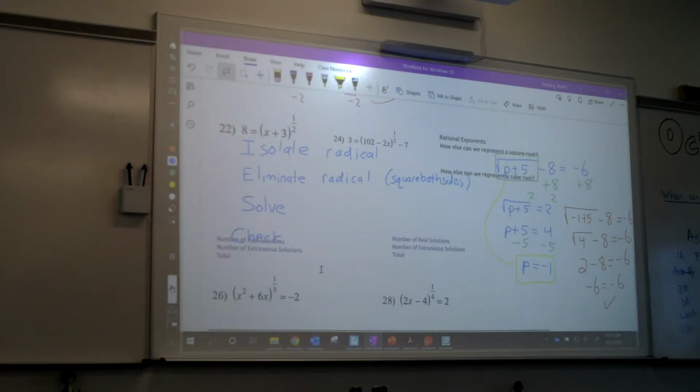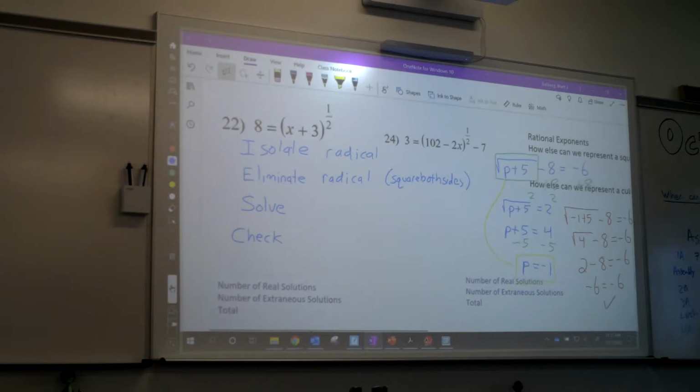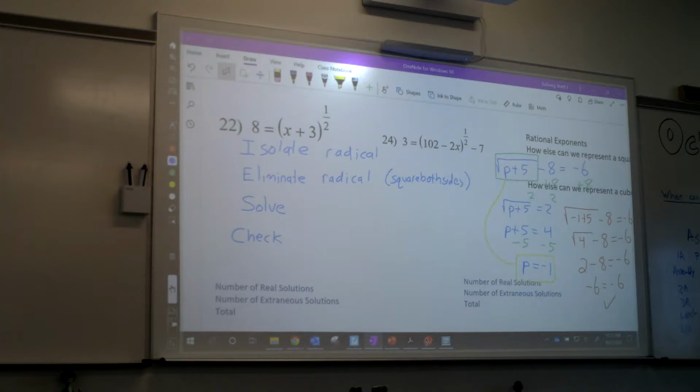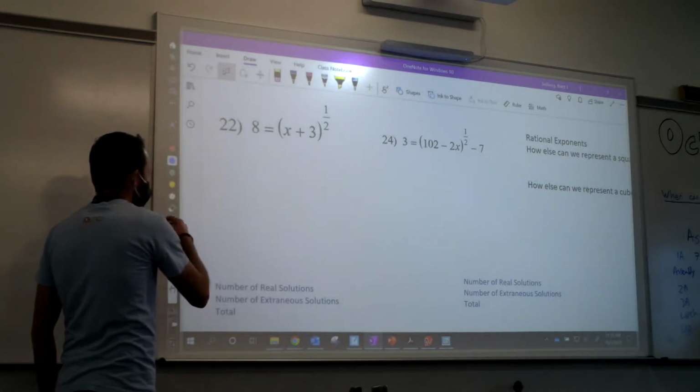Alright, so right here, there we go. Do you see number 22? No, it's on the other page. It's number 23. Okay, go to number 22.